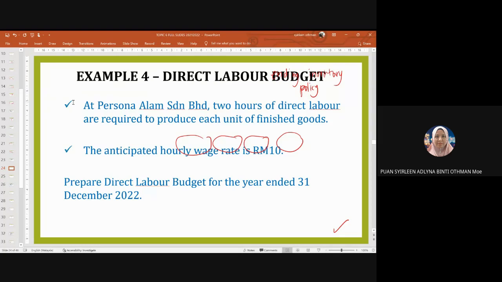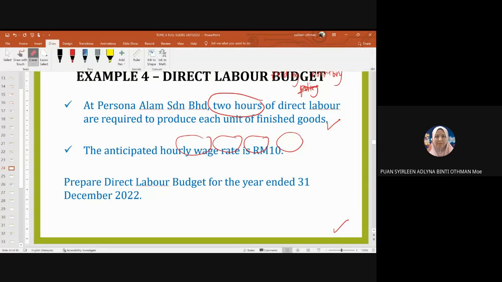At Pesona Alam Sdn Bhd, 2 hours of direct labor are required to produce each finished good. So for one item, it needs 2 hours.